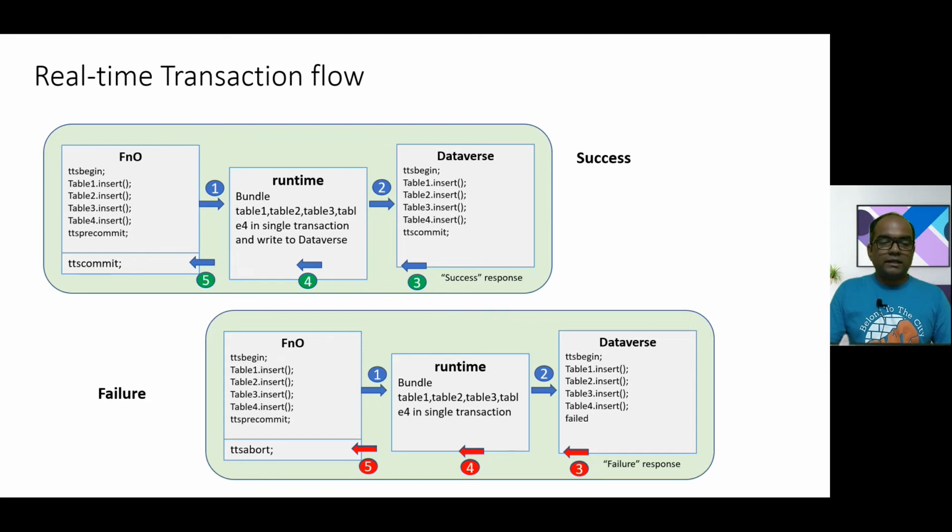In the case of Dataverse, it initiates its own transaction log, which is different from the finance and operations app, and it validates which tables are modified. If it succeeds, it sends the success message to the dual write runtime, as you can see in this slide deck, and allows FNO to commit the transaction. Whenever the success message comes as part of the response from dual write, it gets validated by the runtime and then it commits the information in FNO.